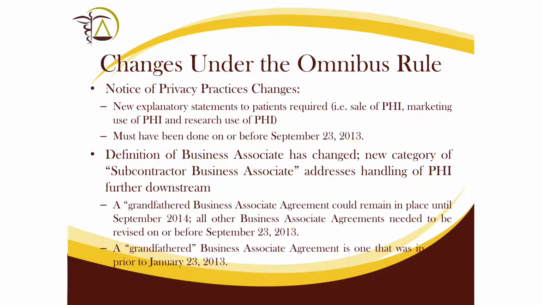If you have not updated your notice of privacy practices or your business associate agreements since 2013, you do have a problem. If you don't know what a notice of privacy practices is or a business associate agreement is, then you have a big problem, and we should probably talk. But if they have not been updated since 2013 under the omnibus rule, you are going to have a problem.